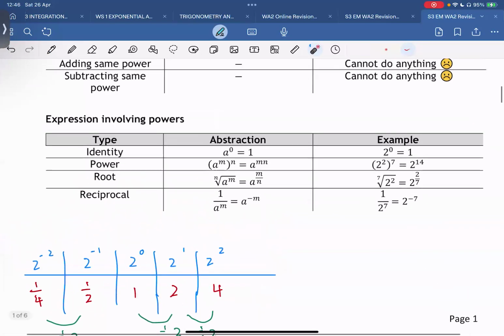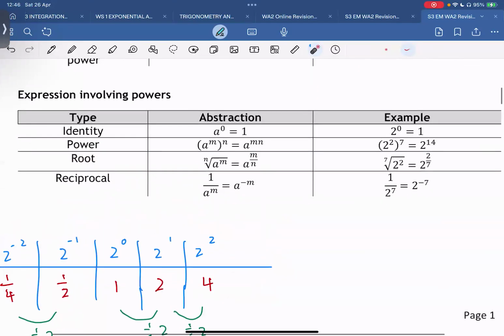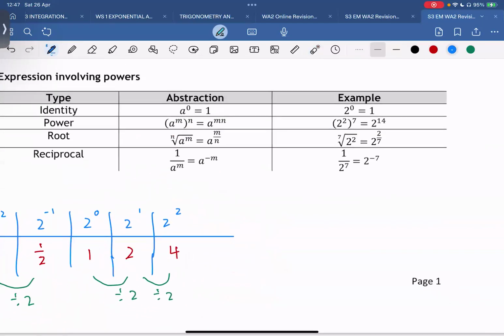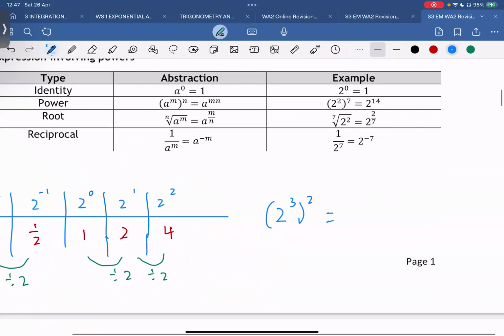Next is a to the power of m, to the power of n. How we simplify this is we simply multiply the powers together. A very simple example to demonstrate this: let's say I have 2 to the power of 3, squared. By definition, this means 2 to the power of 3 times 2 to the power of 3.